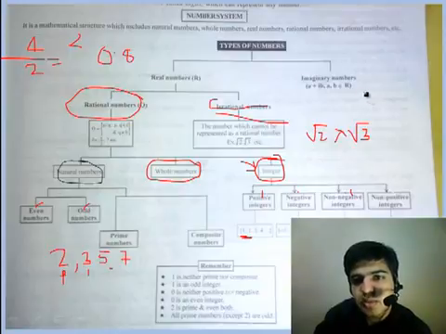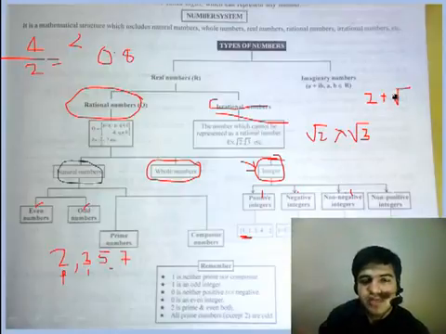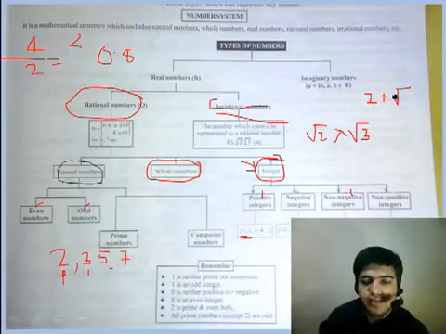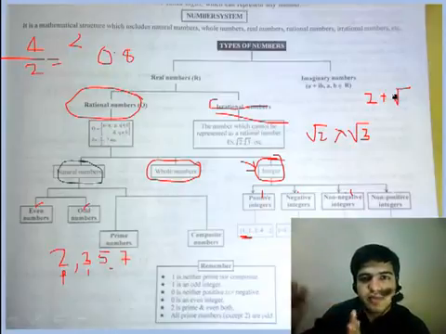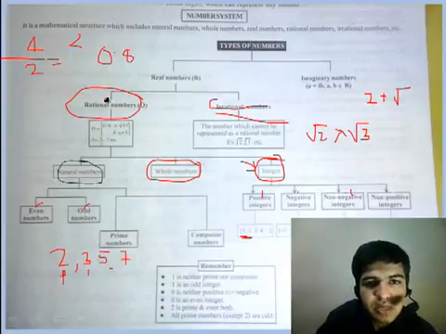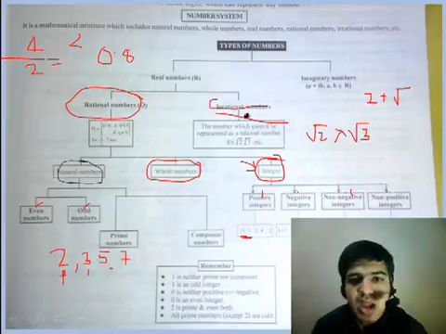Also, in another example, if we add 2 plus √3, we know that 2 is 2.00000, and root 3 is 1.73 something something, and it will go on till infinity. So the resultant value will be 3.73 something, and the decimal places will go up till infinity. So this is the basis of rational numbers and irrational numbers.